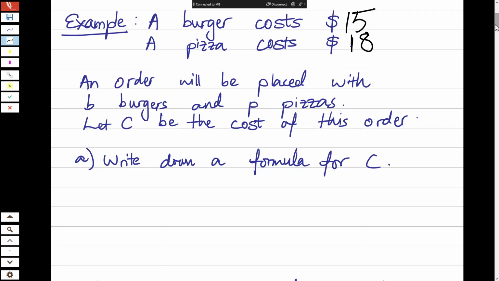So now that we know how much a pizza and how much a burger is going to cost, I'm going to introduce some algebra now. I'm not going to tell you how many pizzas I'm going to order or how many burgers I'm going to order. I'm going to tell you, however, that I'm going to represent the number with a variable, or a letter. So if you read this carefully, I'm going to order B burgers and P pizzas. So B is going to be one variable and P is going to be another variable.